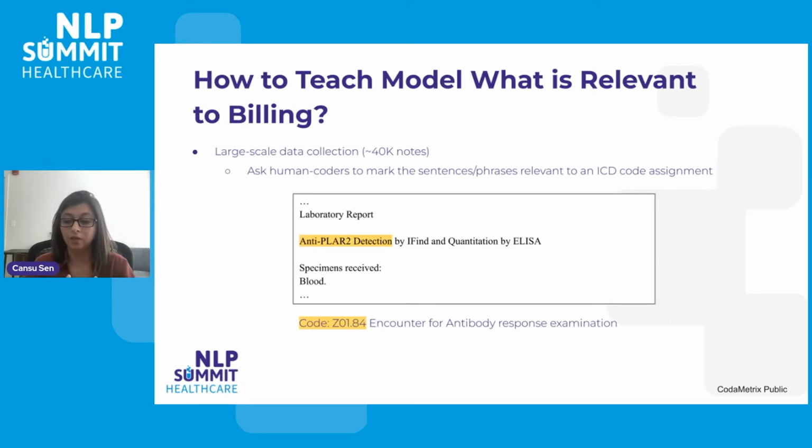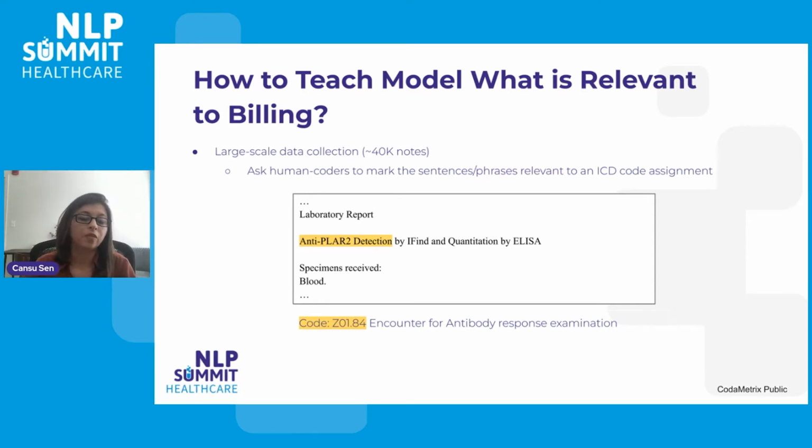So how did we collect this information? We did a large-scale data collection where we put together a bunch of pathology reports, and we asked coders to read these reports and then look at the assigned ICD codes for that report. First, evaluate if that assignment is correct. If not, just tell us. And then also tell us which pieces of information led to the assignment of that particular ICD code.